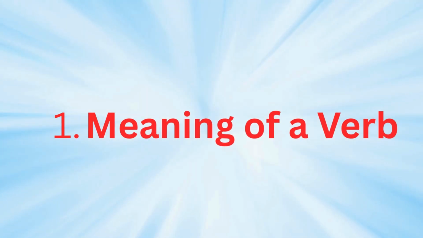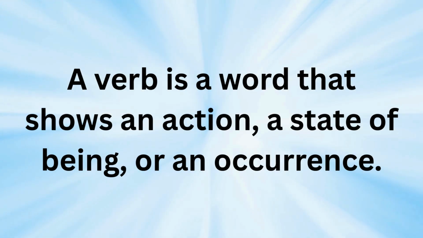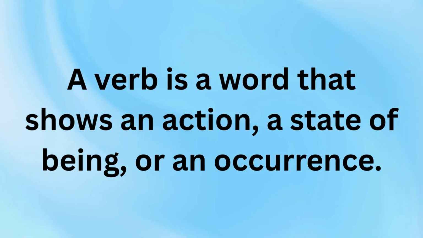Let's go. 1. Meaning of a verb. A verb is a word that shows an action, a state of being, or an occurrence. It tells us what someone or something does, or what condition they are in. For example, in the sentences, she runs every morning, they eat lunch at noon, and he is tired, the words runs, eat, and is are verbs. Every meaningful English sentence must contain a verb, because verbs give life and structure to communication.